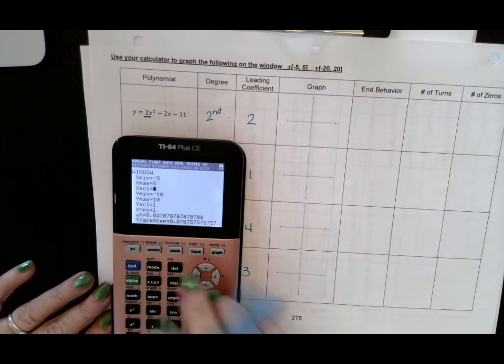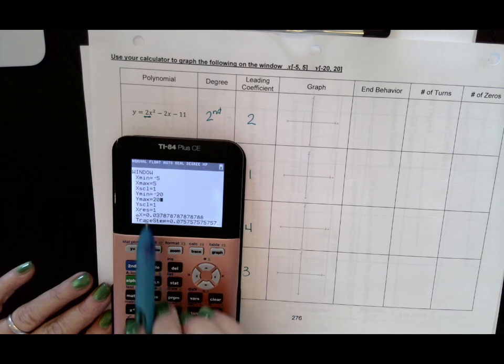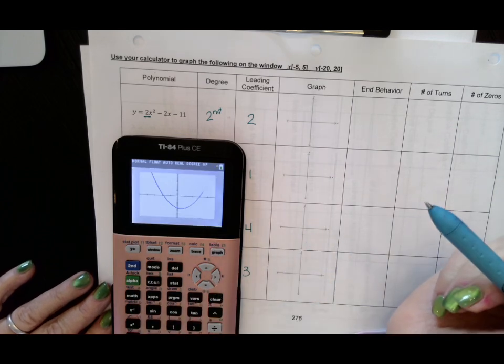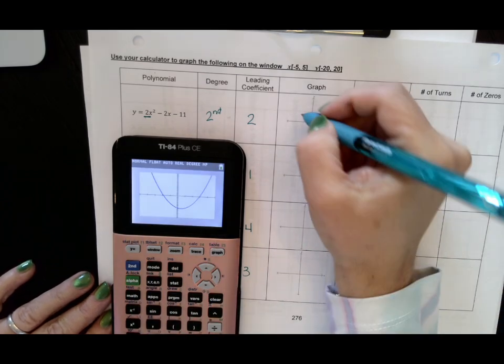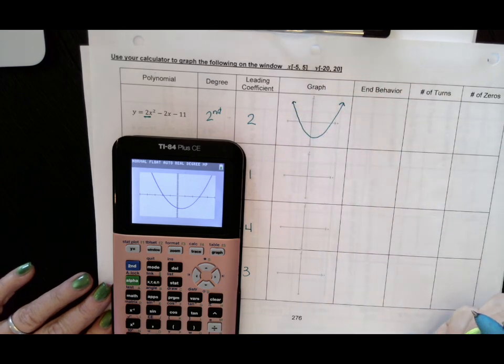Always keep your scale at 1. And your y bounds are -20 and 20. And again, my y scale is 1. So if I graph that, here's what I see. So I'm not going to get super specific on this. Really what I'm doing is I'm just looking for something that's going to look like this.